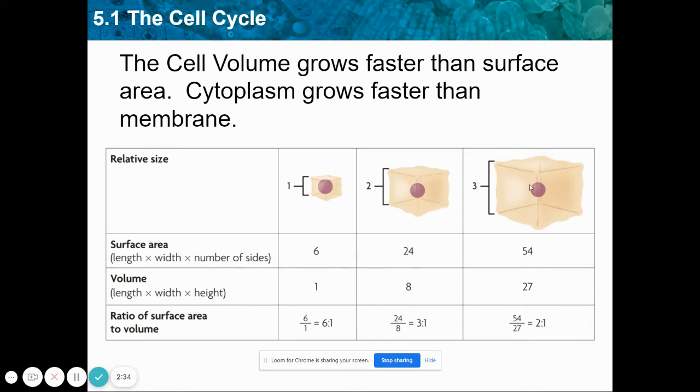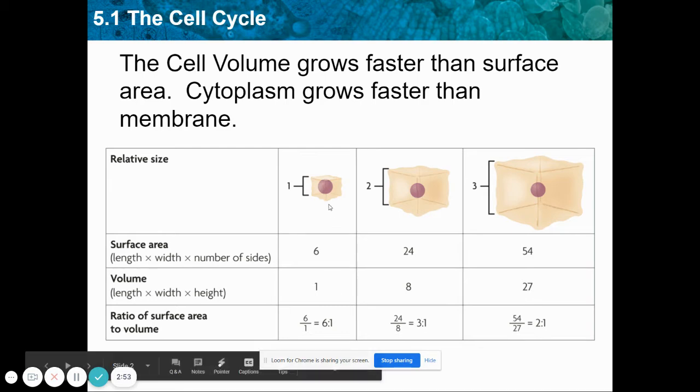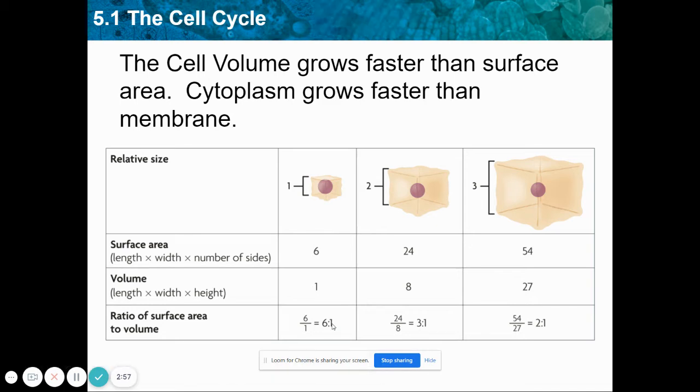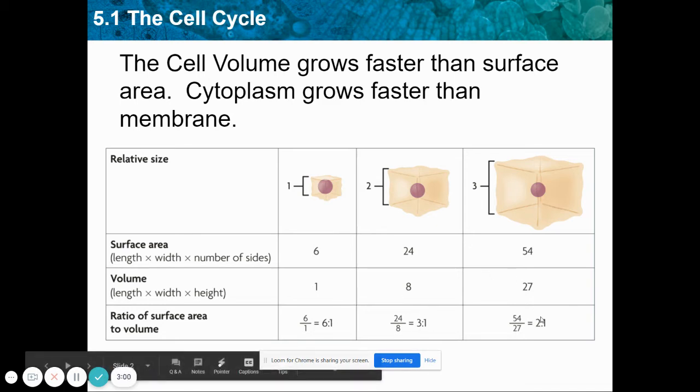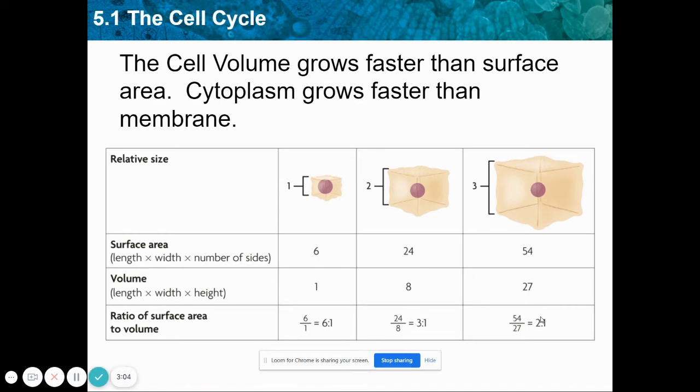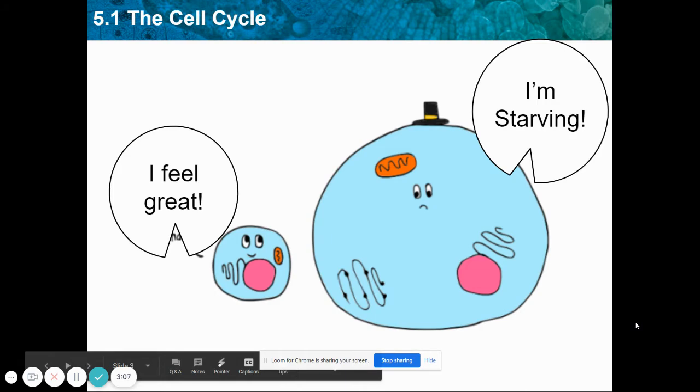But going back to the calculations, surface area, we can see, is length times width times the number of sides, and that's been calculated for you. The volume is the length times the width times the height, and then when you put them together, it's surface area to volume. And if you notice, this really small cell has a very large surface area to volume ratio, and as the cells get bigger, the surface area to volume ratio gets smaller. So herein lies part of our problem.